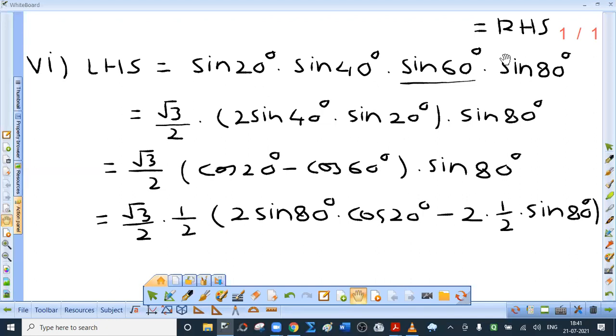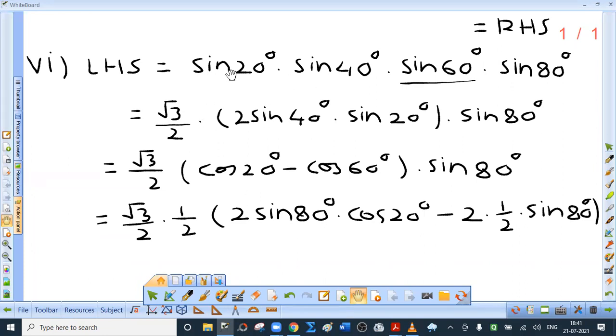Sum number 6. Prove that sine 20 degrees, sine 40 degrees, sine 60 degrees, sine 80 degrees is 3 upon 16. The method used in the fifth sum can also be used in this case. That is, sine 60 degrees is what? Root 3 by 2. Write 40 degree as 60 minus 20, 80 as 60 plus 20 and so on. Here I am using the defactorization formula. Let me explain. Sine 60 degree is root 3 by 2.